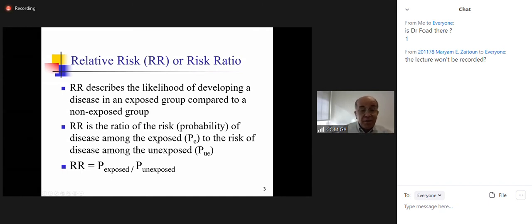Of disease among the exposed group, I'm going to call it P, meaning probability, and E, little e, exposed, just to make sure that you understand the terminology, to the risk of disease among the unexposed group, U, E, unexposed group. So this is the relative risk. It's the ratio of two risks or two probabilities: probability of disease in the exposed over the probability of disease in the unexposed. Is that clear?